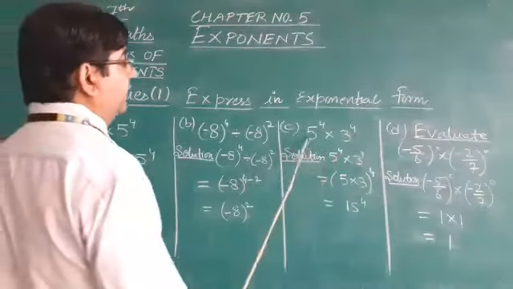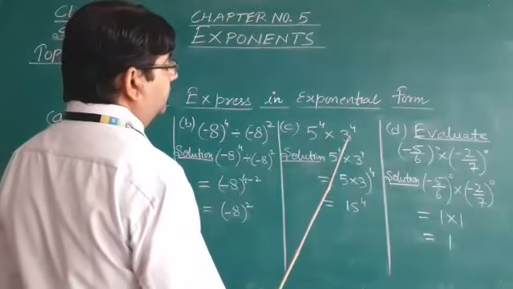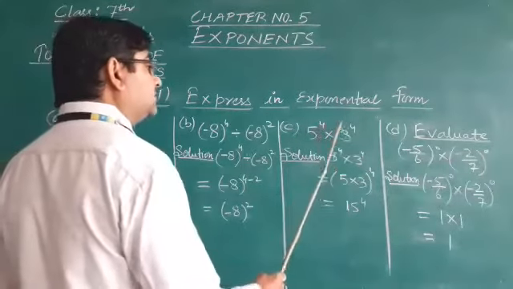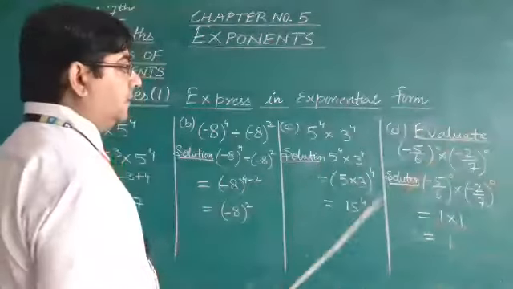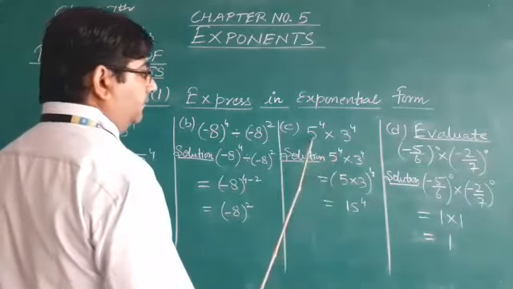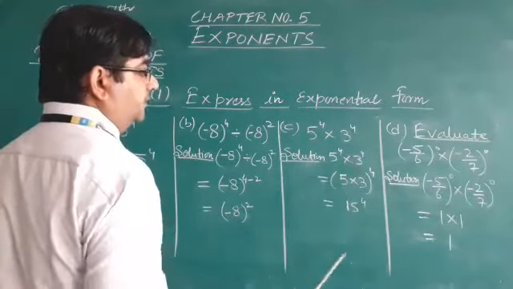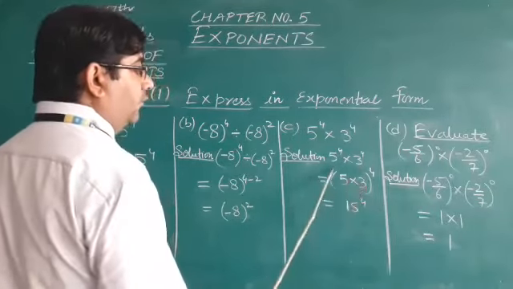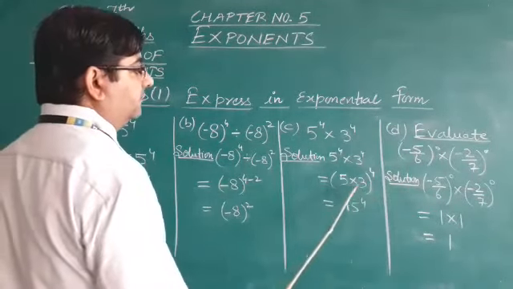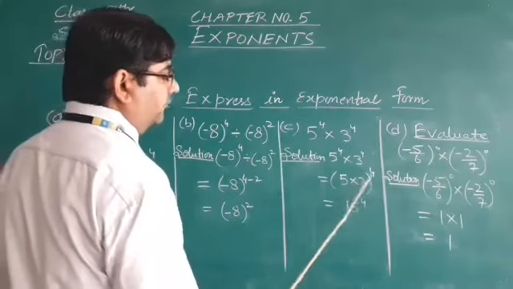Next, 5 to the power 4 multiplied by 3 to the power 4. In this case, the exponents, or we can say powers, are the same, but the bases are different. So we will put both the bases in brackets in multiplication, that is 5 into 3 whole raised to the power 4. So the answer will be 5 times 3, which is 15, raised to the power 4.